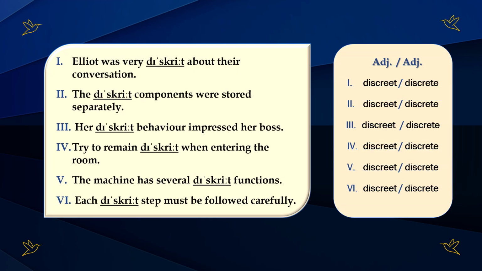Read the sentences and select the appropriate form based on context. 1. Elliot was very discreet about their conversation. 2. The discrete components were stored separately. 3. Her discreet behavior impressed her boss.